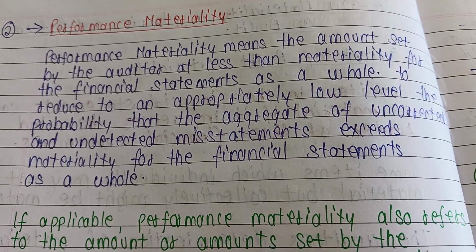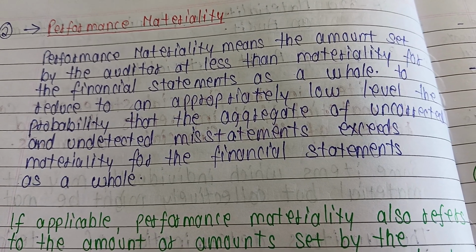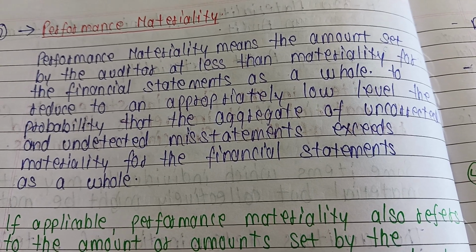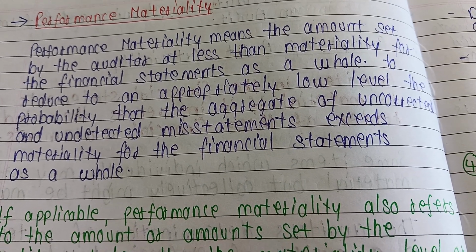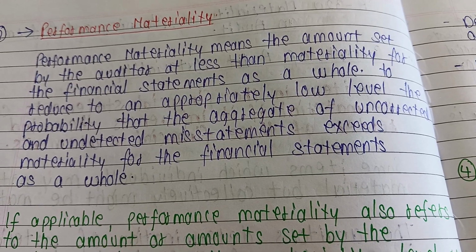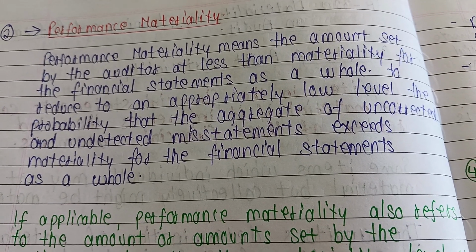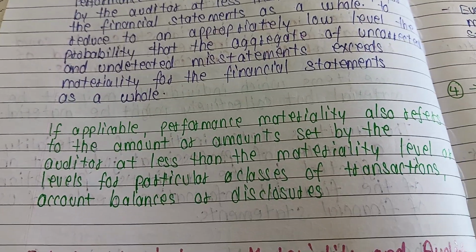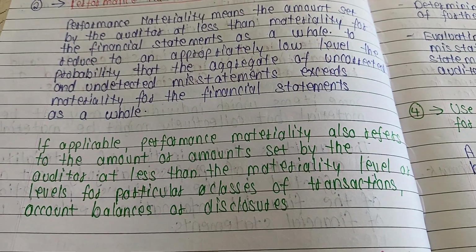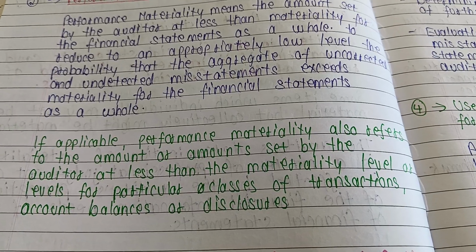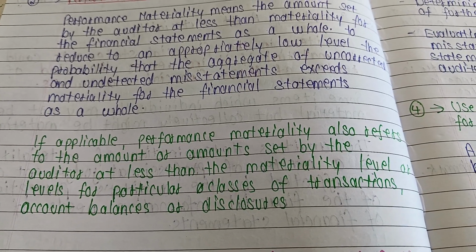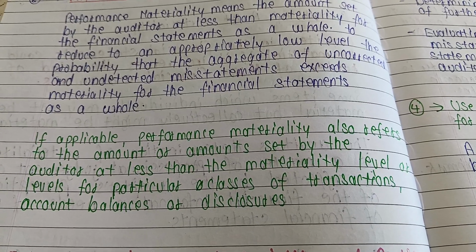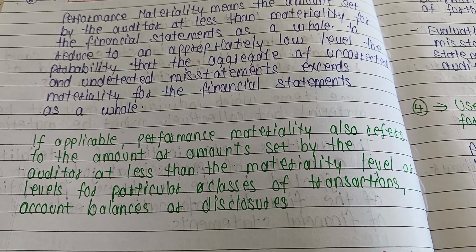Now, planning the audit solely to detect individually material misstatements overlooks the fact that the aggregate of individually immaterial misstatements may cause the financial statements to be materially misstated and leaves no margin for possible undetected misstatements. Now, if applicable, performance materiality also refers to the amount or amounts set by the auditor at less than the materiality level or levels for particular classes of transactions, account balances, or disclosures.